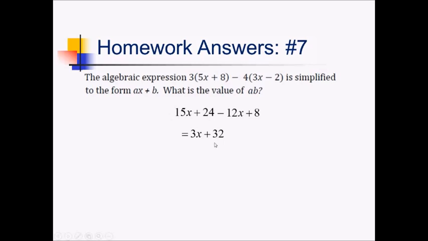Okay, so this is in ax plus b form. We have a number times x plus another constant. So a in this case is 3. b in this case is this constant over here, 32. So then a times b really just means 3 times 32, which, if you multiply that out, comes out to 96.